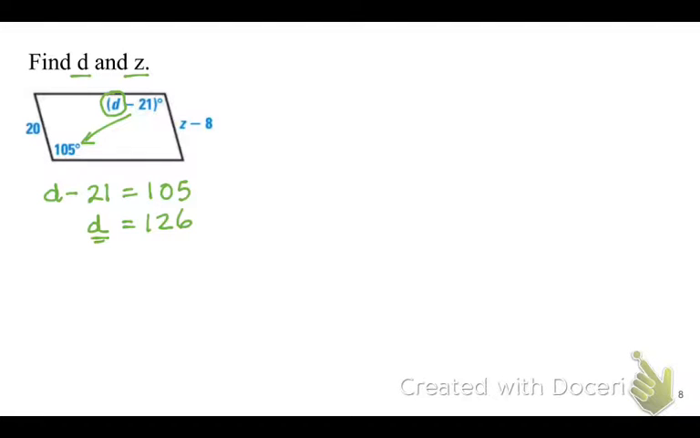Pretty easy, huh? Now we have two sides. So one side, oh, here's my Z. And Z happens to be opposite to this other side, which is 20. So we can set up an equation that says Z minus 8 is equal to 20. So we're going to add 8 to both sides, and Z is going to be equal to 28.